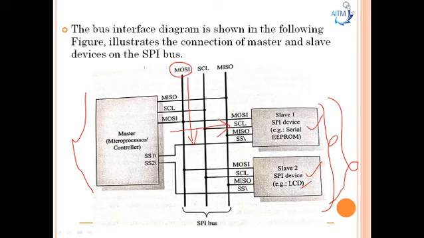The second line is MISO, master in slave out. This signal line carries data from the slave to the master. Then the SCL, that is the serial clock line.